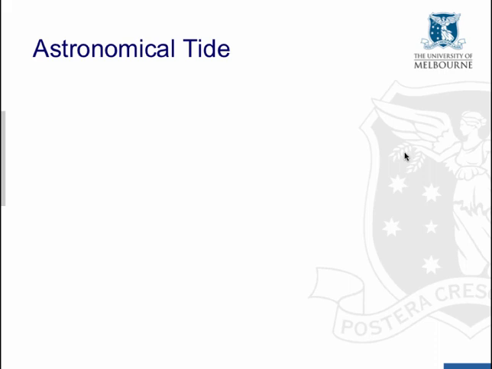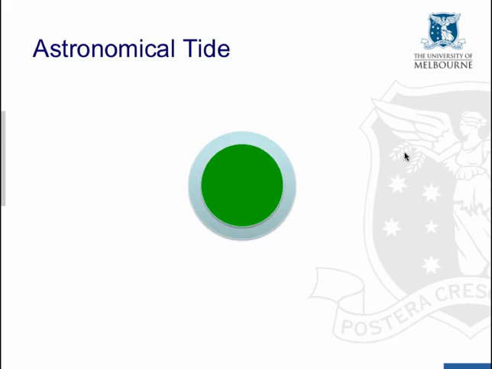And we'll begin by talking about astronomical tide, which is produced by the combined gravitational fields of the Earth, and we're going to imagine the Earth is completely surrounded by water. There's no land masses, the Moon, and the Sun. But let's firstly ignore the Sun. We'll turn that off, and just think about the Moon because the Moon's gravitational field is stronger than the Sun's when you're on Earth.